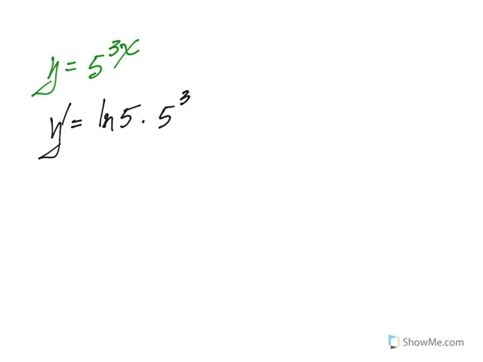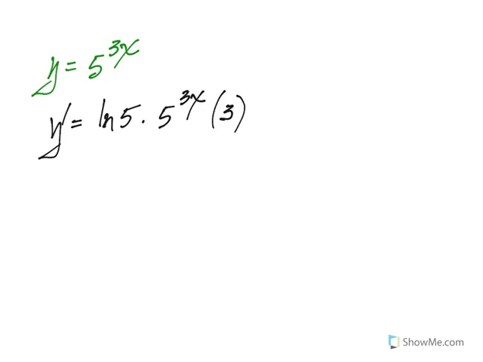Let's work an example. Let's say that I take y, and I've got 5 to the 3x. We'll start off with a very easy one here. I'm going to derive both sides. The left-hand side is going to be y prime, dy over dx. What I have then is the natural log of the base times base to the power, and of course times the derivative of the power.